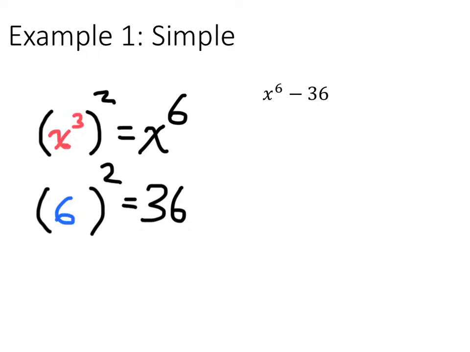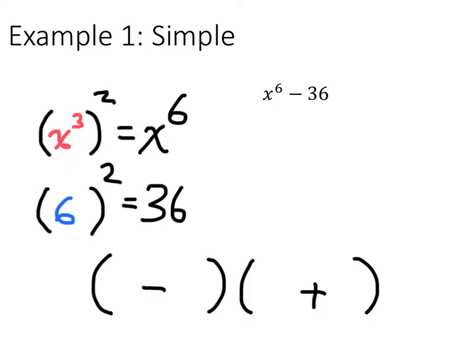X to the third squared is what gives me x to the 6. Remember that when you raise an exponent to another exponent, the shortcut for that is to multiply the exponents together. And then 6 squared is what gives me 36. Now I can just put those values into the pattern.